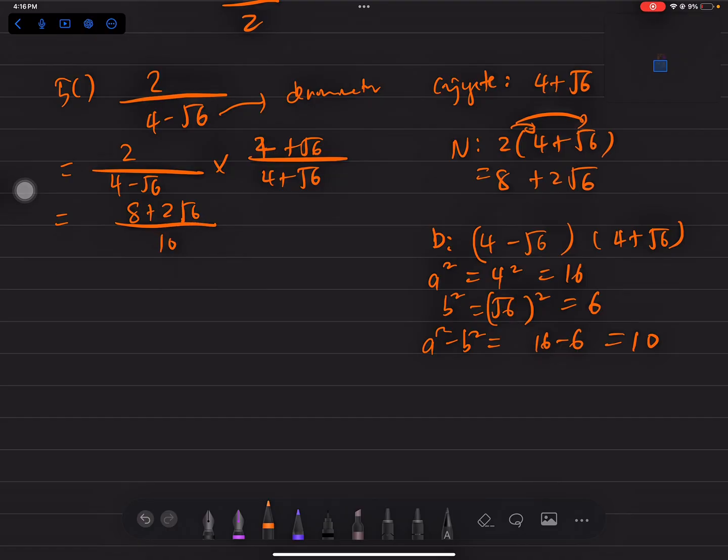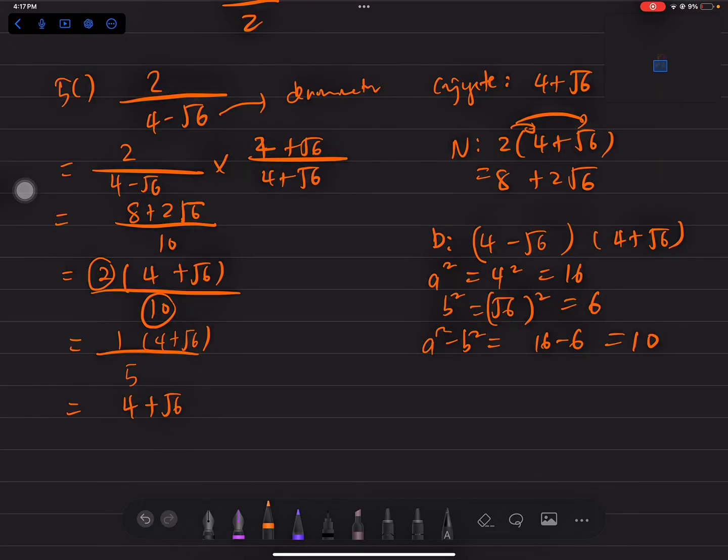Okay, now you can see that actually you can factor out 2. So take out 2, it becomes 4 plus √6 over 10. Now we simplify the fraction, so it is 1 over 5 times 4 plus √6. So 1 is still 1, and it becomes 4 plus √6 over 5. So this will be my final answer.